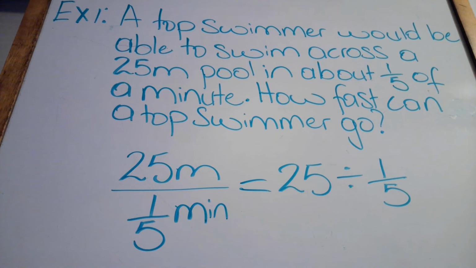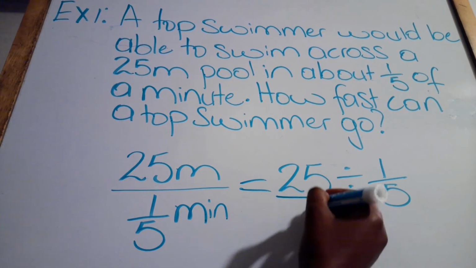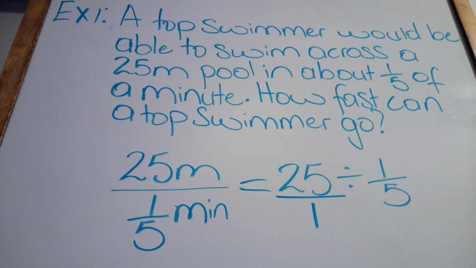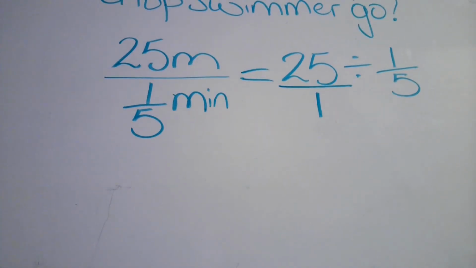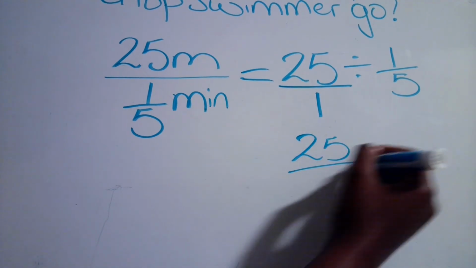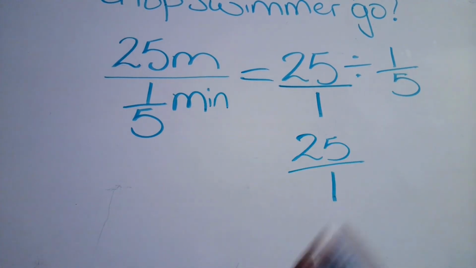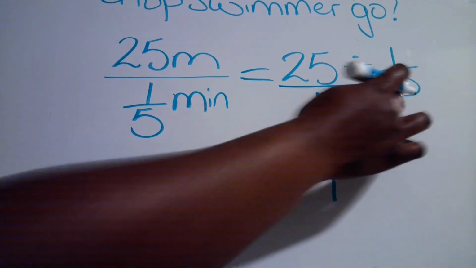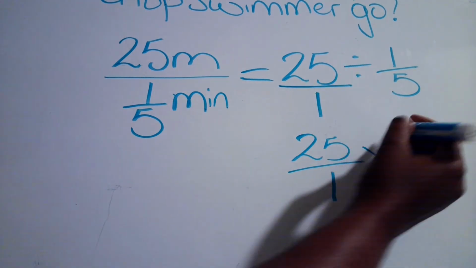Alright? Remember, any whole number we can write as a fraction by putting a 1 under that whole number. It does not change the value of the number. So 25, we can write as a fraction by putting a 1 under it. How do we solve a fraction? To solve a fraction, we keep the first fraction, change the division sign to multiplication, and we flip the fraction that follows the division sign.